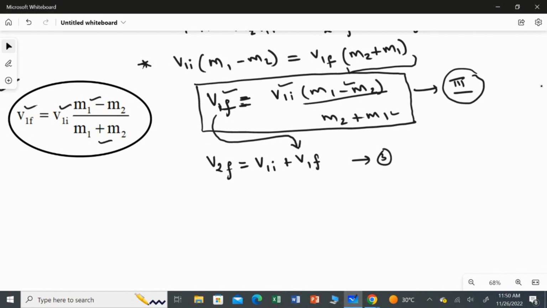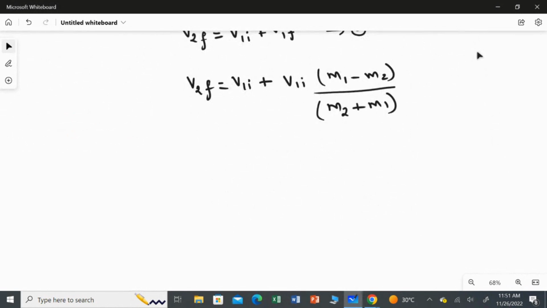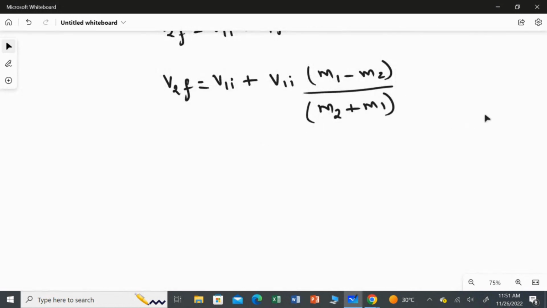Clear? Okay, let's restart. V2F, which is equal to V1 initial plus, in place of this V1 final, I'm going to substitute this entire term. So what is our term? V1 initial multiplied by m1 minus m2 divided by m2 plus m1, right? Okay. Now I'm going to take the LCM here. So what will happen to this term? If you need, I can make this equation a little bit larger.